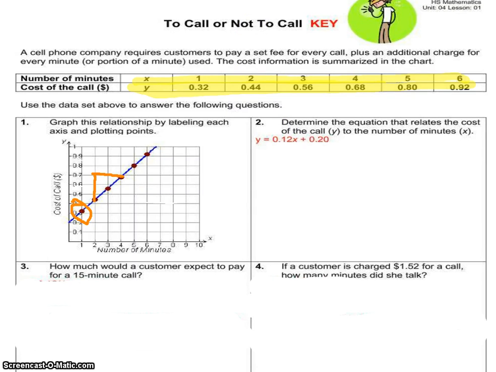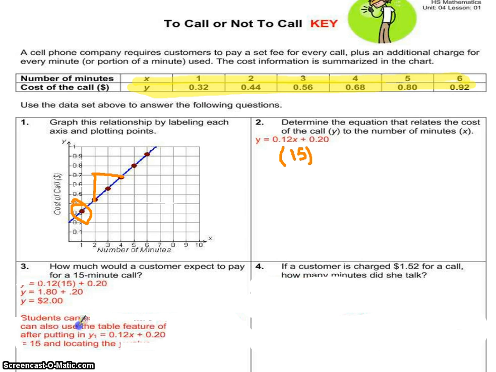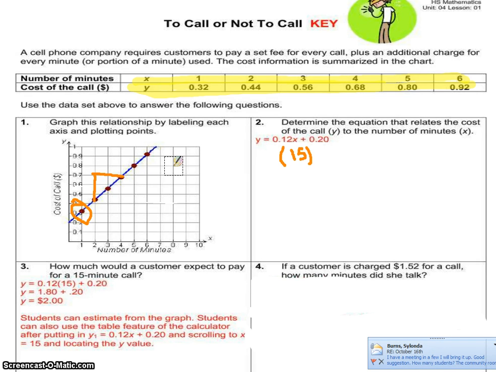So how much would a customer expect to pay if it was a 15-minute call? What would I have to do with that 15? That's correct. I would plug my 15 in for X. And that's exactly what they do right here. Now, if you don't see the answer yet, pause the video. So now it's telling you that you could have looked at your graph and already determined about what it would have been, or that you could have just plugged it into the equation.